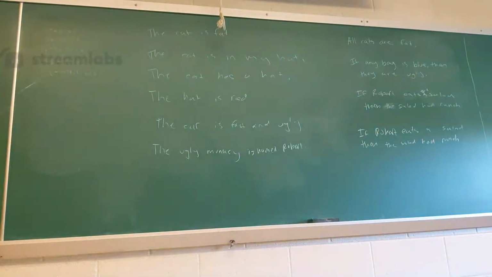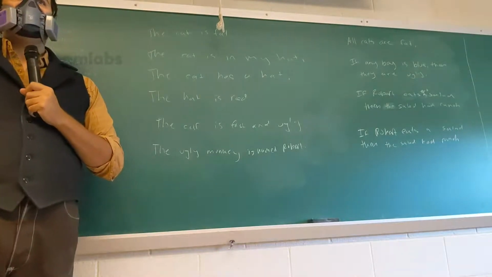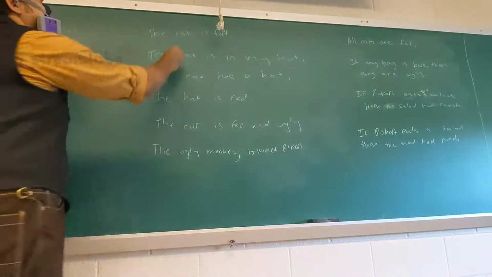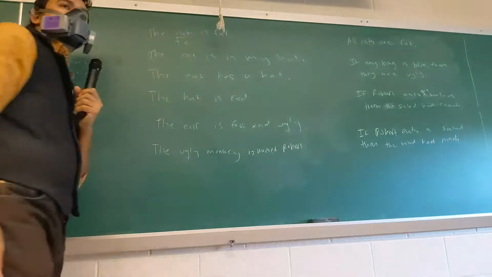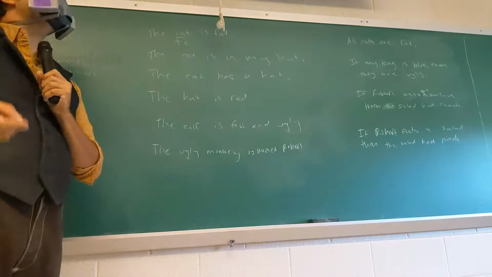Okay, let's start with the easy ones. The cat is fat. How do I symbolize that? Capital F, C. What's F stand for? To be fat. I like the "to be."